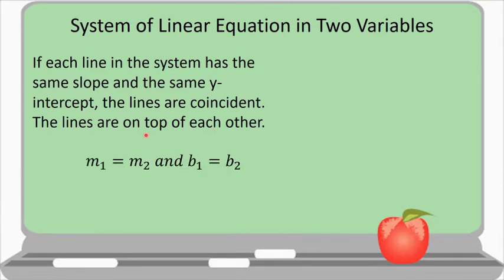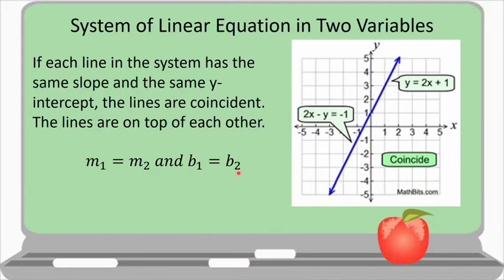We can say that the relationship of the slopes and the y-intercepts is m sub 1 is equal to m sub 2 and b sub 1 is equal to b sub 2. This will be the graph of the system of linear equations in two variables which is coinciding, or coincide. This will be the equation 2x minus y equals negative 1. This will be the graph. And of course, we are given the equation y equals 2x plus 1. This will also be the graph because they have the same slope and the same y-intercept.